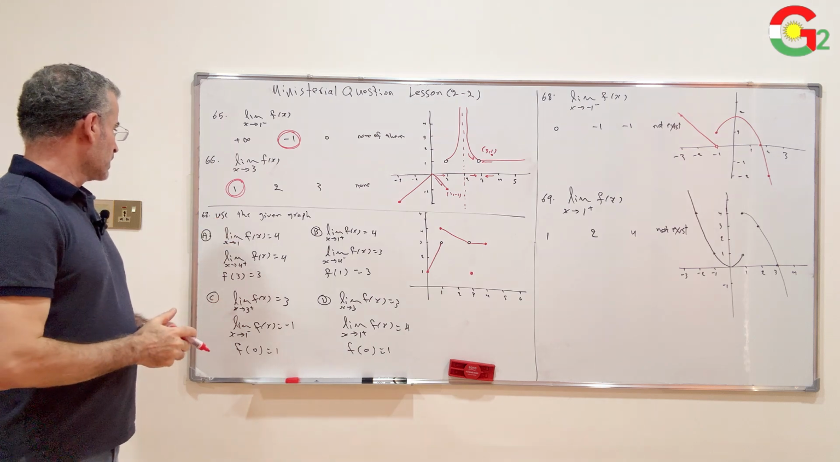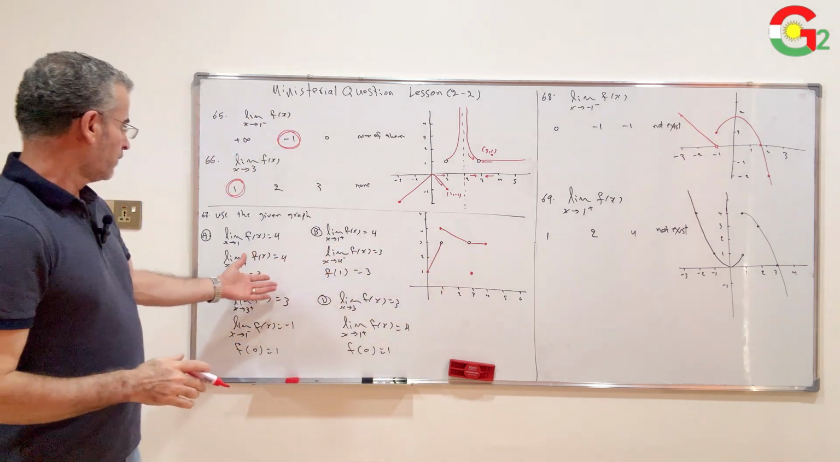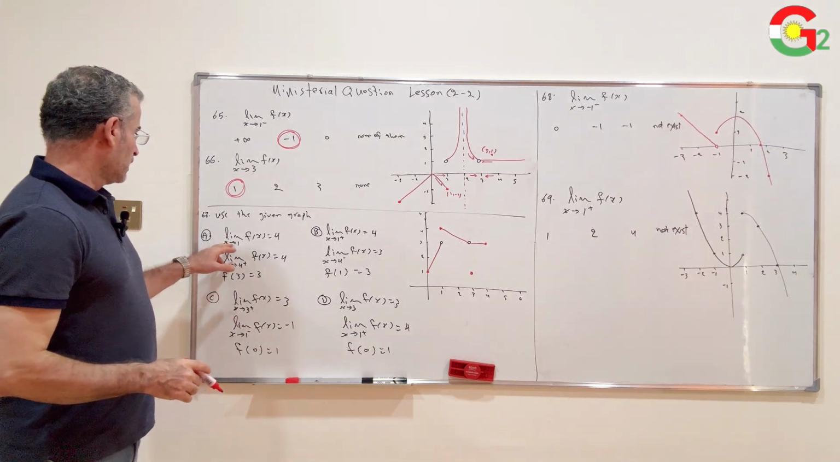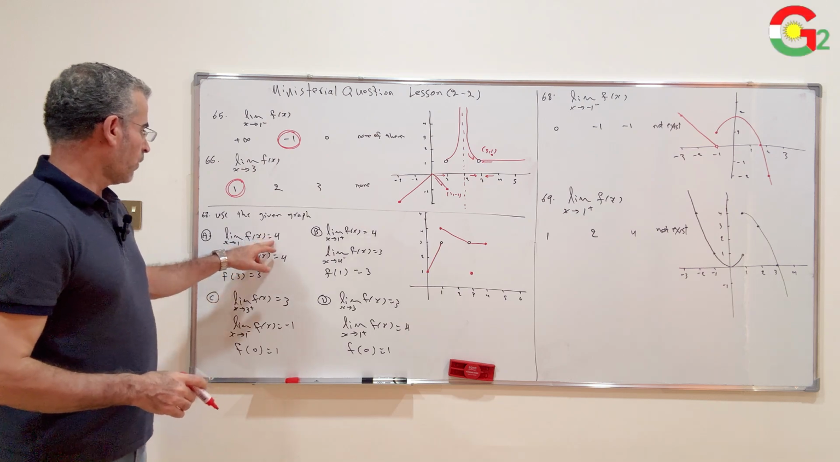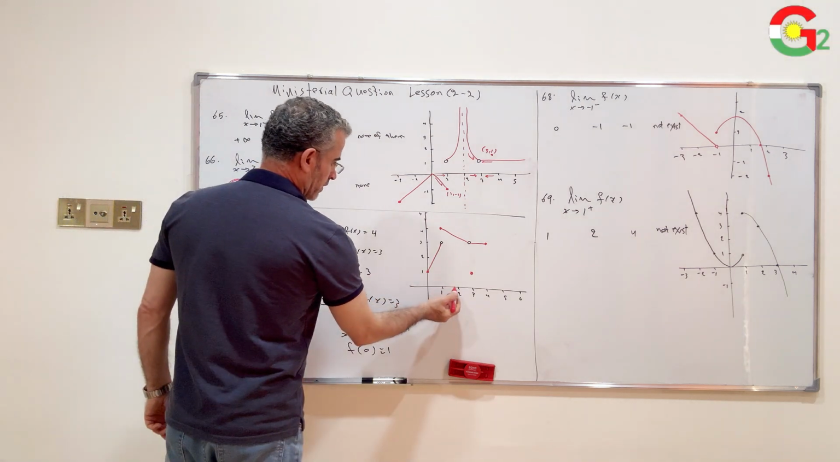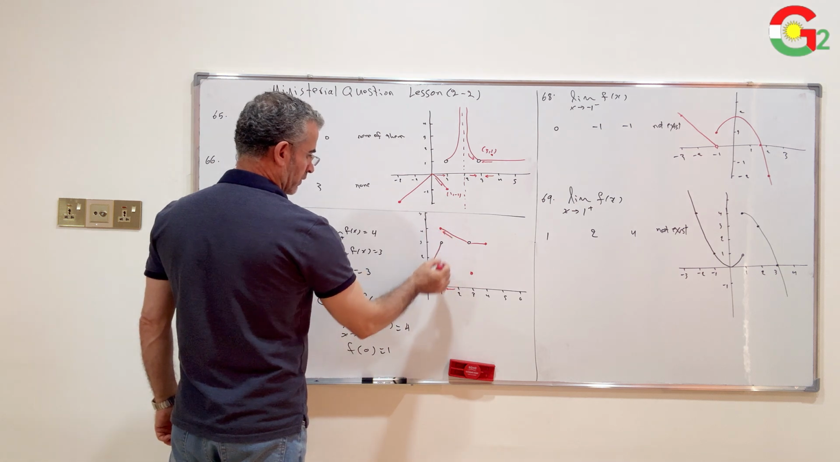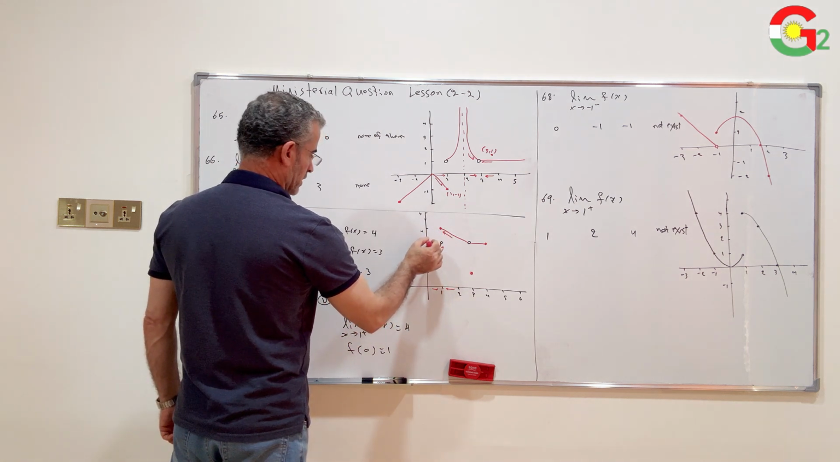Question number 67. Use this graph to find the right choice. A. Limit f of x when x approaches 1 is 4. This is 1. From the right, the limit is 4, but from the left, the limit is 3, as we see.